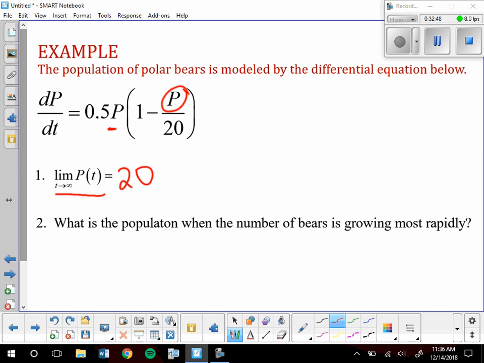I also can ask you, what is the population when the number of bears is growing most rapidly? And remember, that happens halfway to your carrying capacity. So that happens when you have 10 polar bears. That's when your population is growing the most rapidly. Again, these are two questions you can answer without even solving your differential equation.